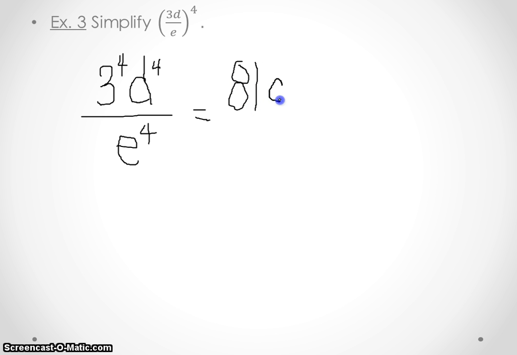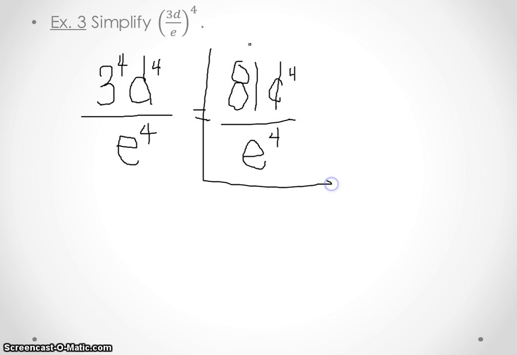And then we still have d to the 4th power over e to the 4th power. And like I said, can't do anything with d and e. If these matched, we could do something with them, but since they're 2 separate variables, that's all we can do, is 81, d to the 4th, e to the 4th.